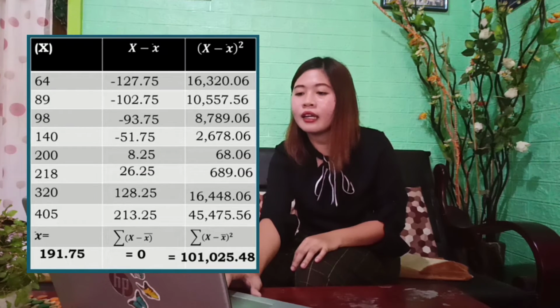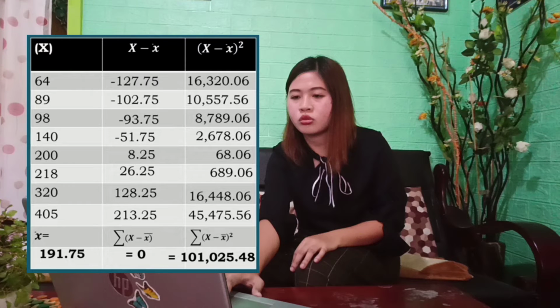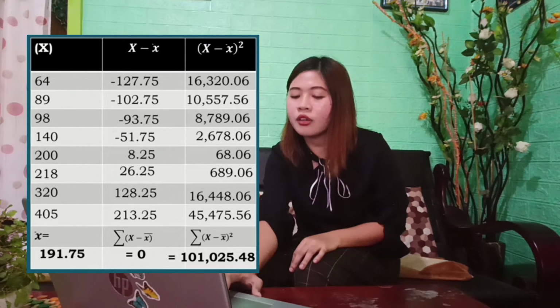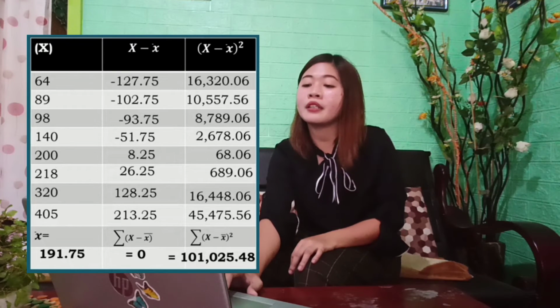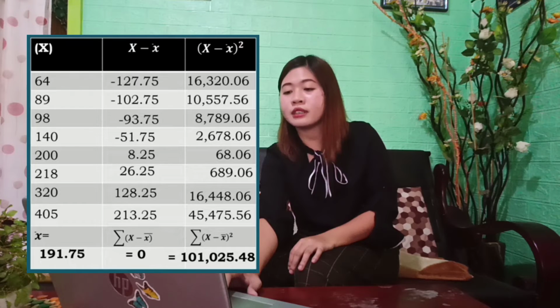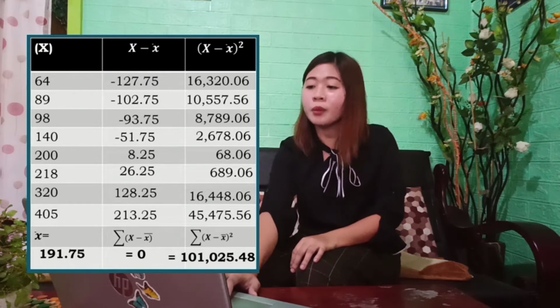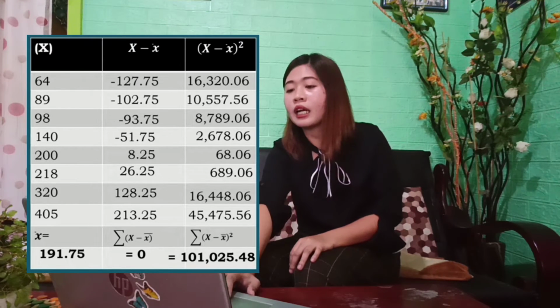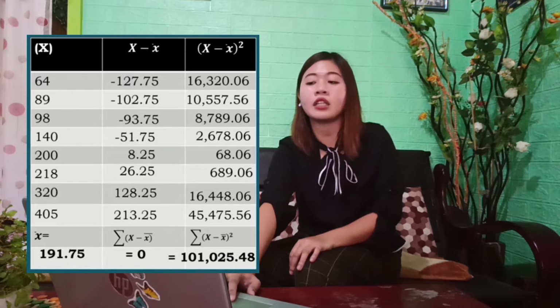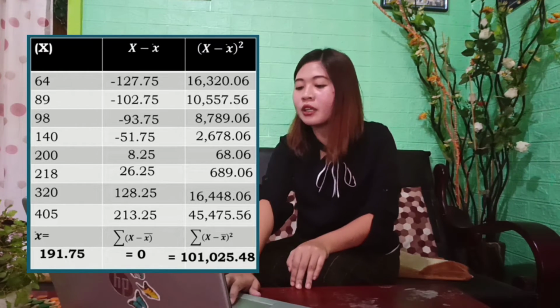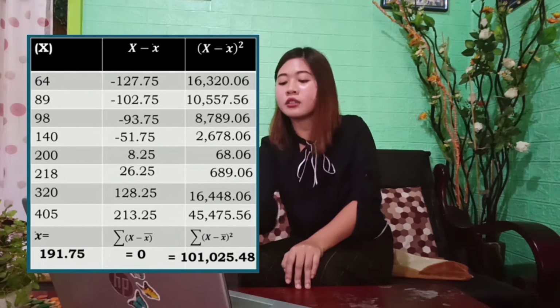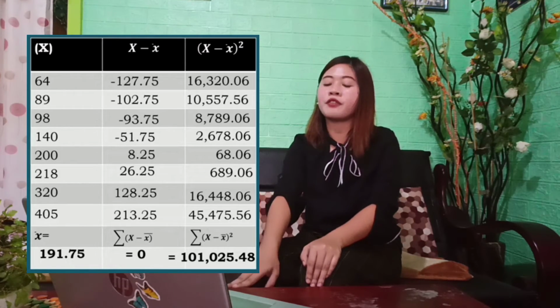To get the second table, we subtract the mean. So 64 minus 191.75 is equal to negative 127.75, and so on. Then we get (x minus x bar) squared. The 127.75 is squared, and the result is 16,320.6, and so on. The total is 101,025.48. So let's proceed to variance.